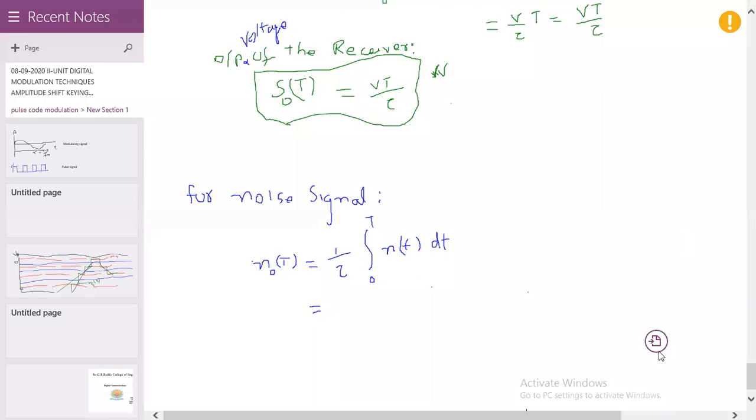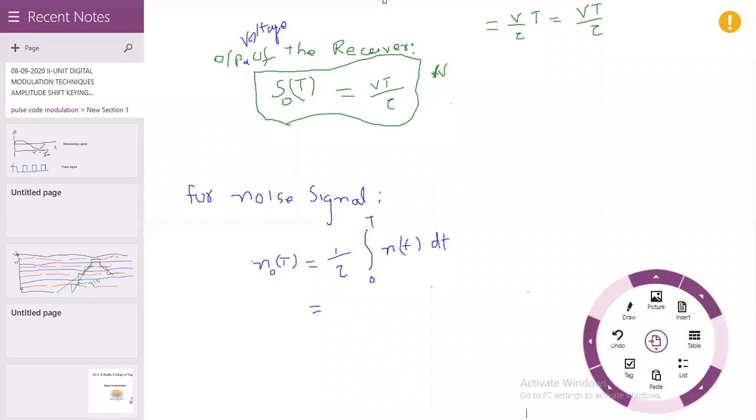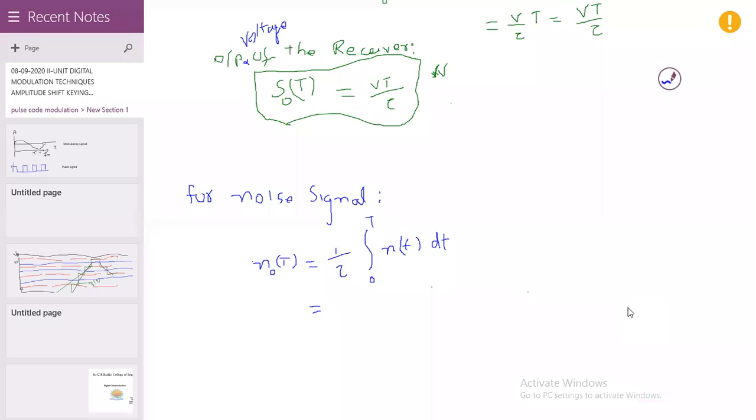Then here, the noise signal is passed through that integrator. The output of the integrator, in terms of noise power, sigma naught square. Here I will take it directly from the 7th chapter in Taub and Schilling, Principles of Communication.